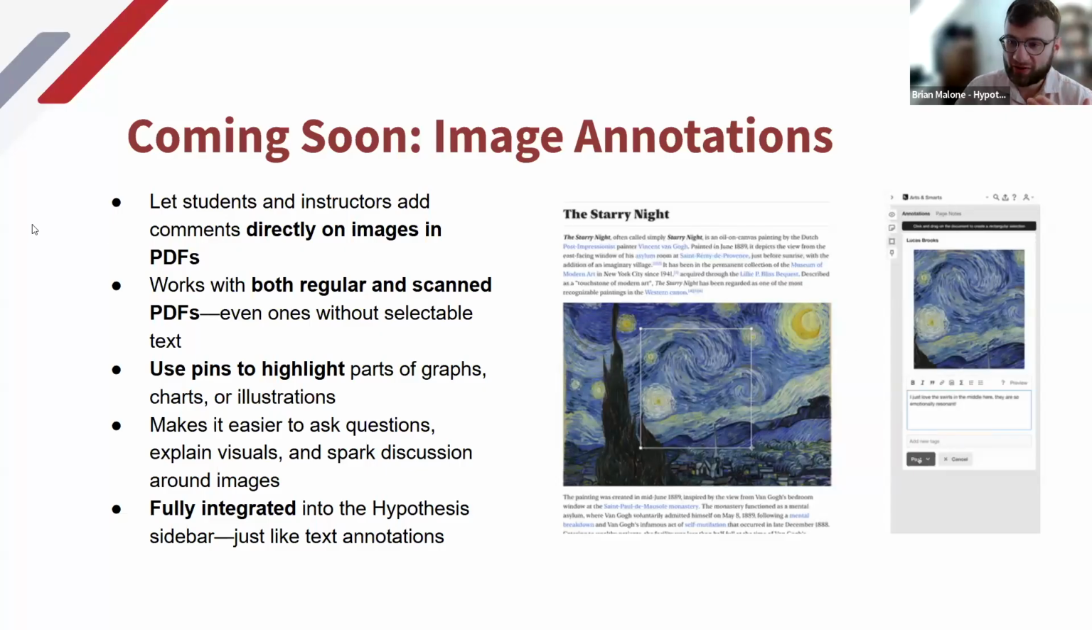So, some things to know about image annotation. We're going to be able to let students and instructors add comments directly on images in PDFs. So we're still working on PDFs, but if those PDFs have images or graphs or tables or other data, any sort of image, we are now going to be able to annotate over those. This is going to work with regular and scanned PDFs. So even if your PDF doesn't have a selectable text layer, we're still going to be able to annotate the images. And besides this rectangular or square selecting feature that we're seeing in this image, we also are going to have the ability to use pins.